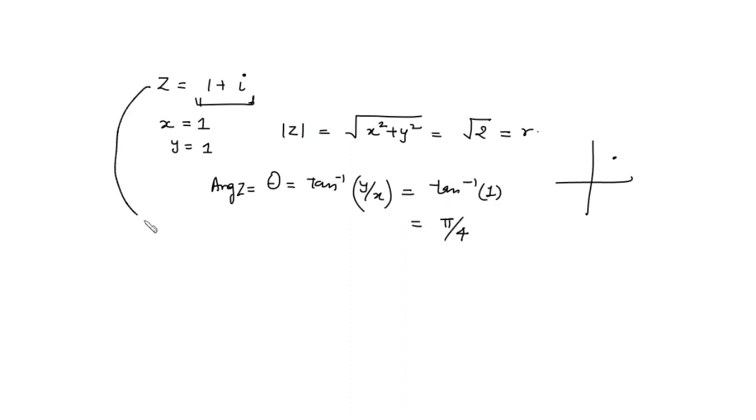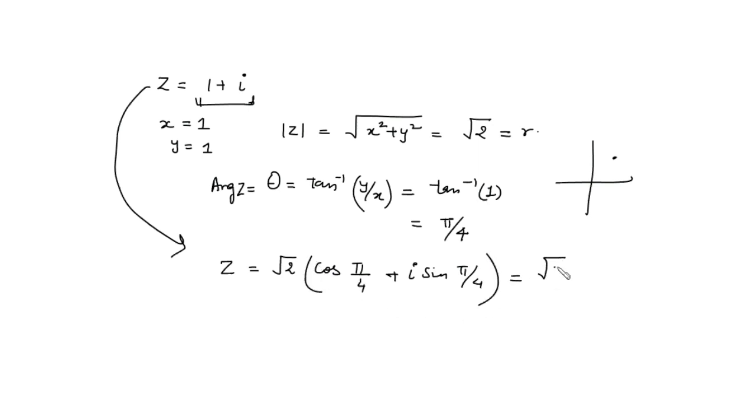So what is the polar representation of this complex number? This z can be written as square root of 2 into cos of π by 4 plus iota sine of π by 4, or in the exponential form, square root of 2 e to the power iota π by 4. So this is the representation of this complex number in polar as well as in exponential form.